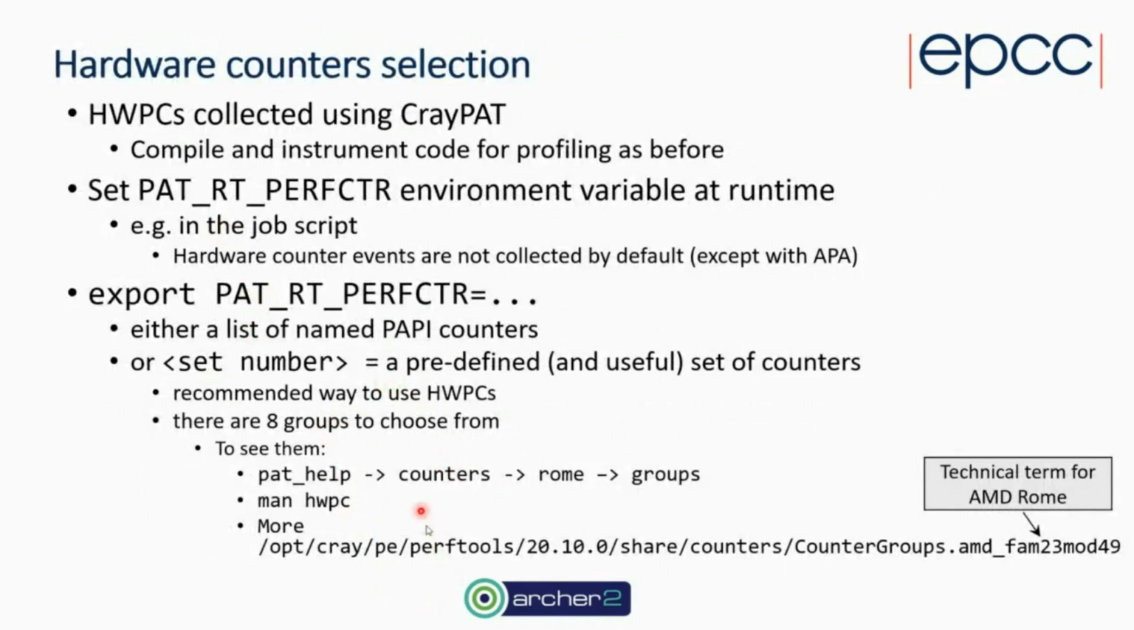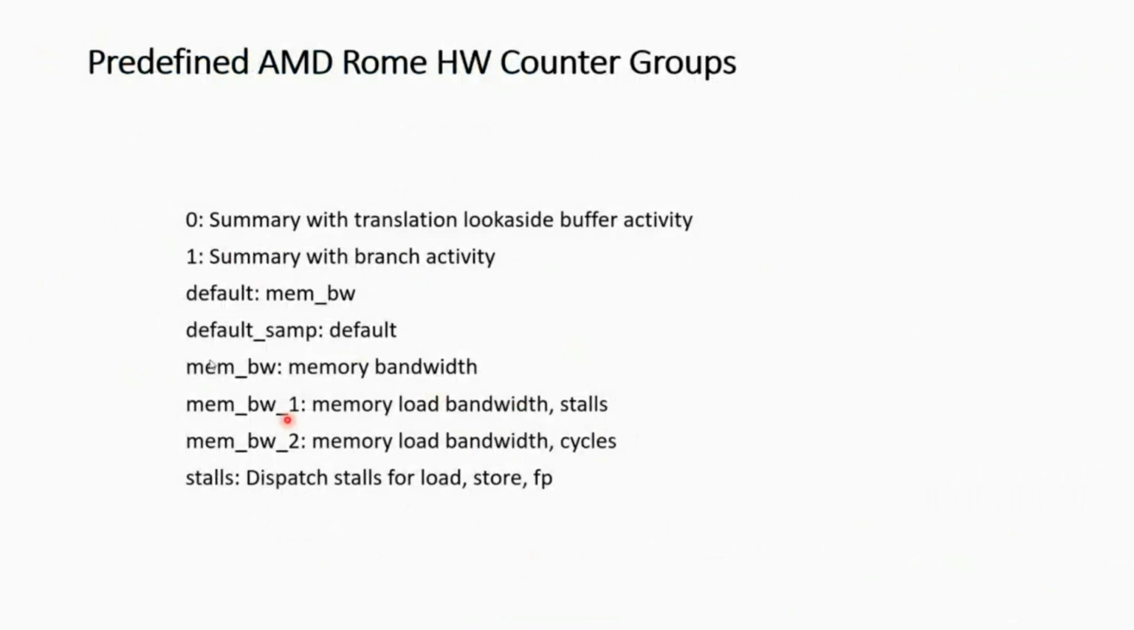You can have a look at what performance counters are available for the processor we're running here. If you type pat help on the command line, you can go through counters and groups, and that will tell you what performance counters are available, and you can specify that when you run your job. You can also have a look at a file which includes the performance counters. These are the basic ones we get from the AMD Rome processor at the moment on ARCHER2.